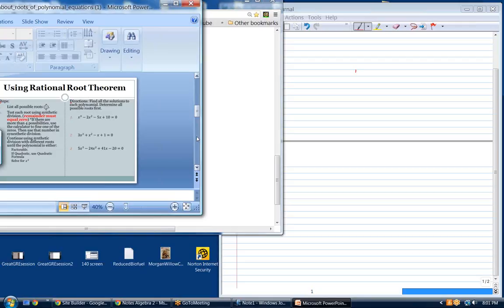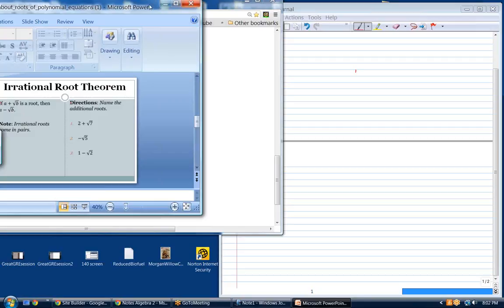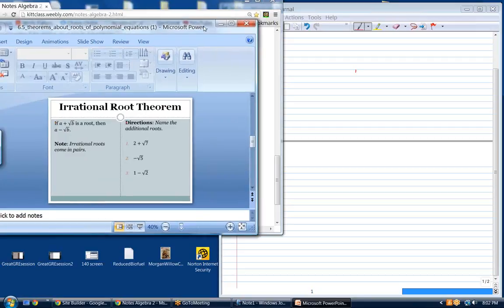It's like a rational root theorem, an imaginary root theorem. Okay, this talks about irrational roots coming in pairs also. I think we talked yesterday about imaginary roots always coming in pairs, and so do irrational roots, like 2 plus root 7. That's an irrational answer. It's real, but it's irrational.